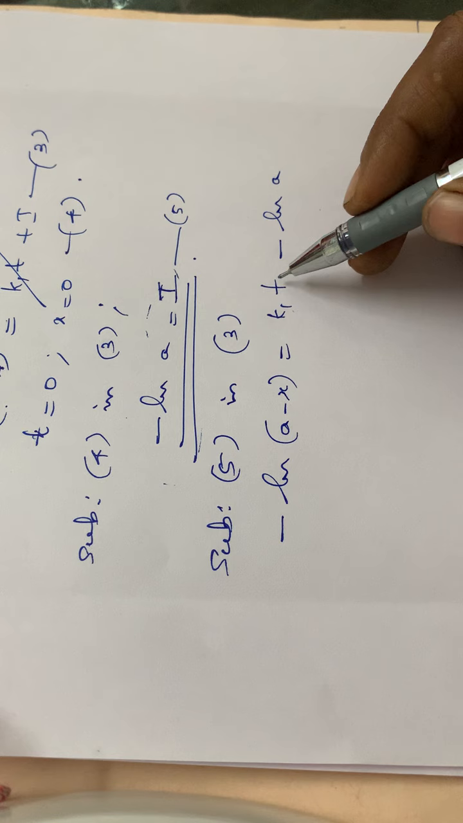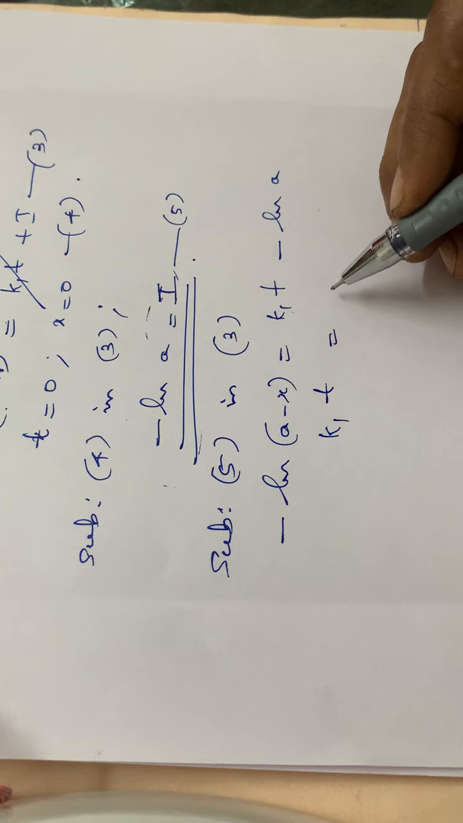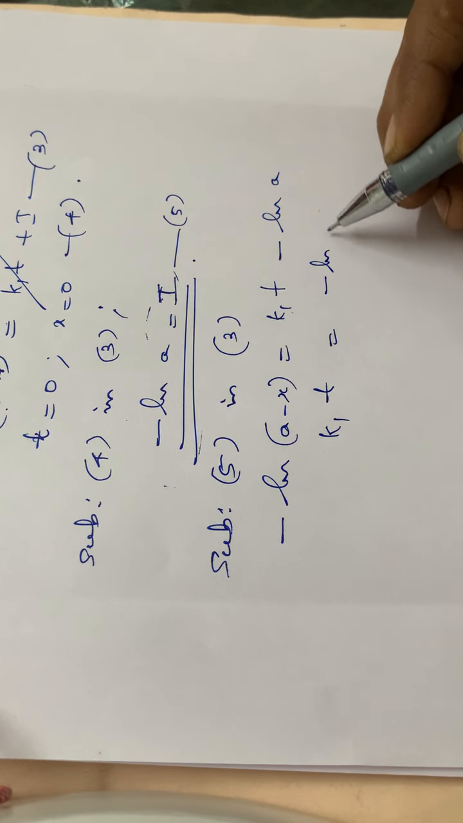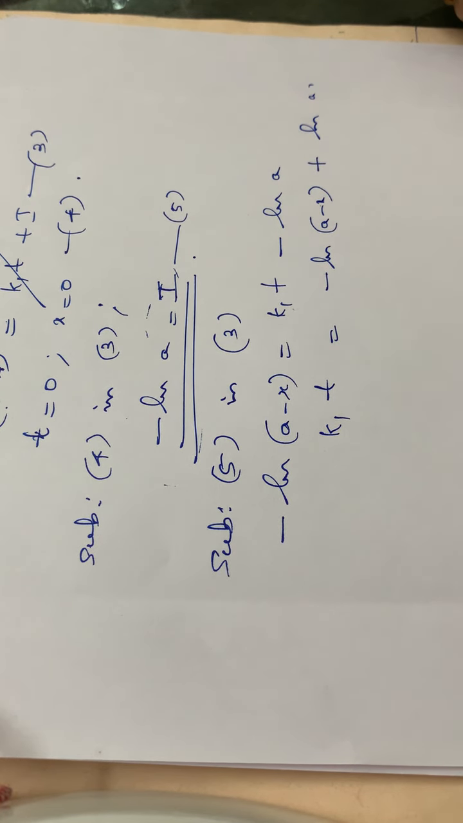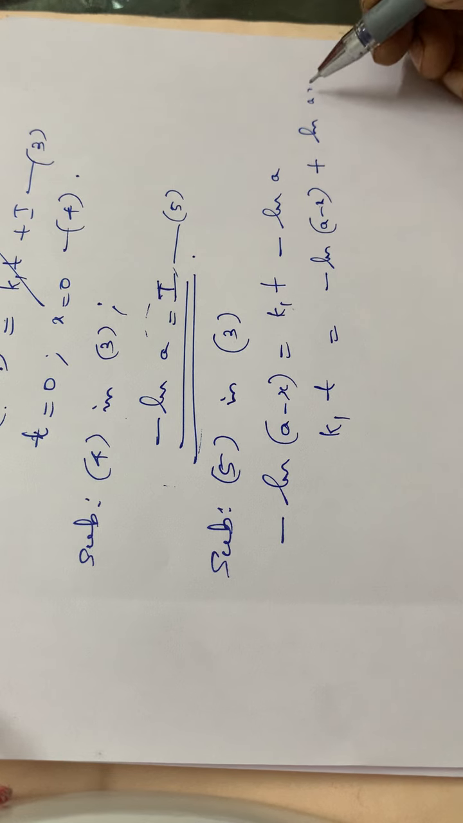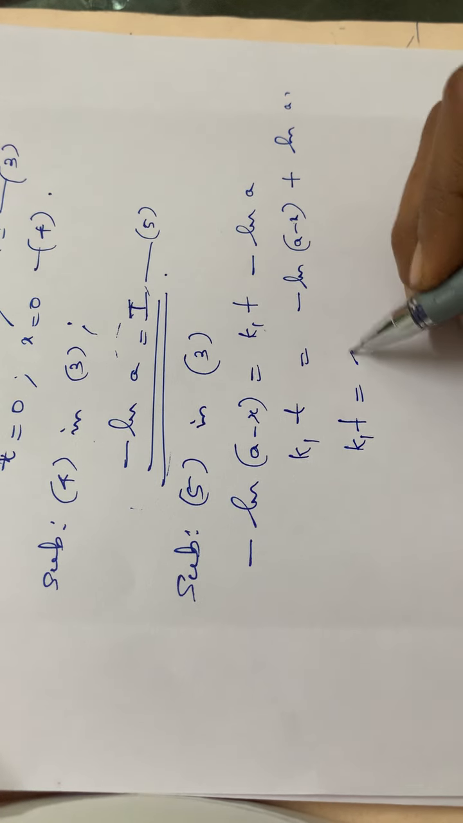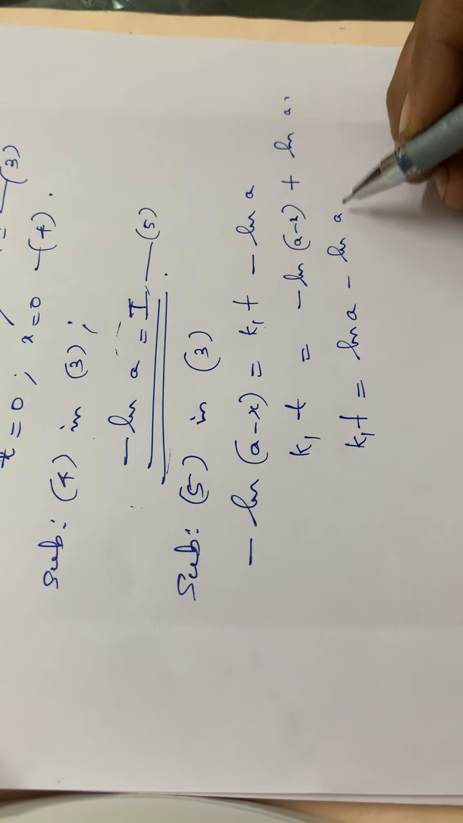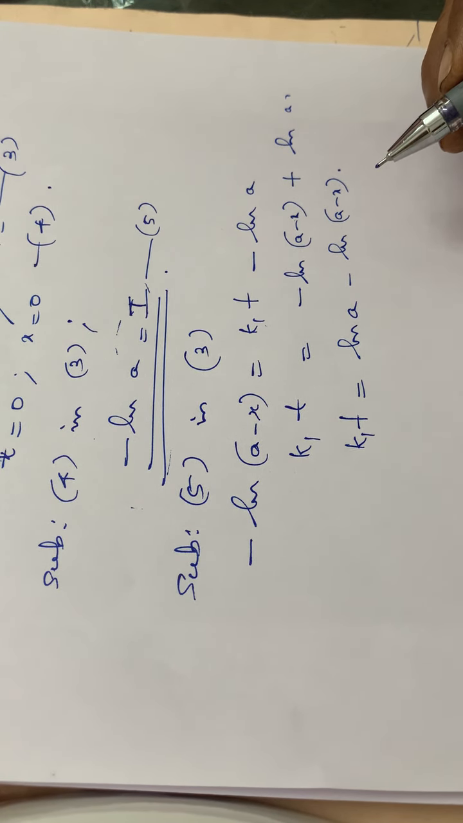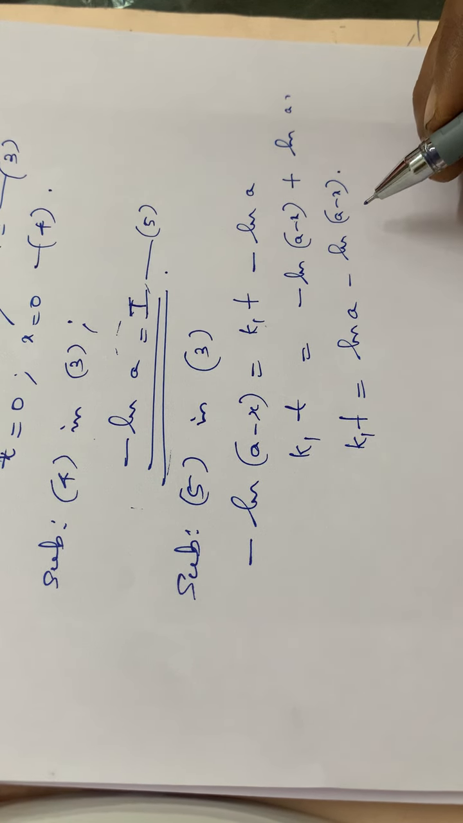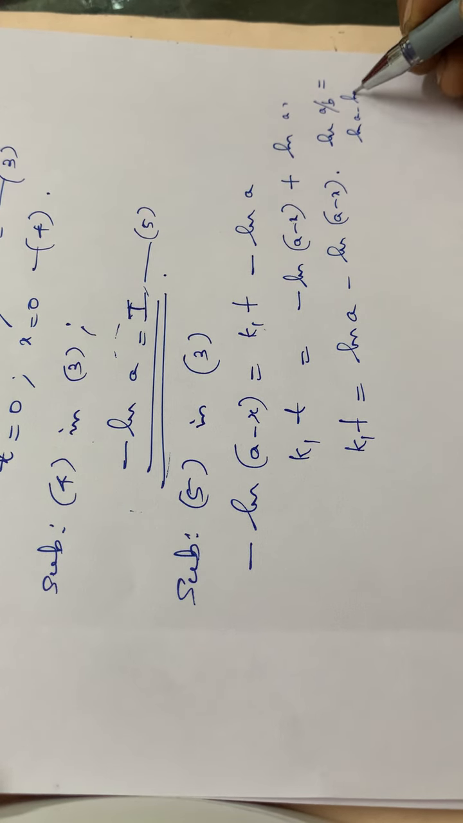Then you have to find out the value of k1 t. So in the next step, k1 t is equal to minus ln a minus x plus ln a, isn't it? Then again, rearranging this equation, k1 t is equal to ln a minus ln a minus x. See, this equation is in the form of log A minus log B, isn't it? So we can write it as log A by B, which is equal to ln A minus ln B.